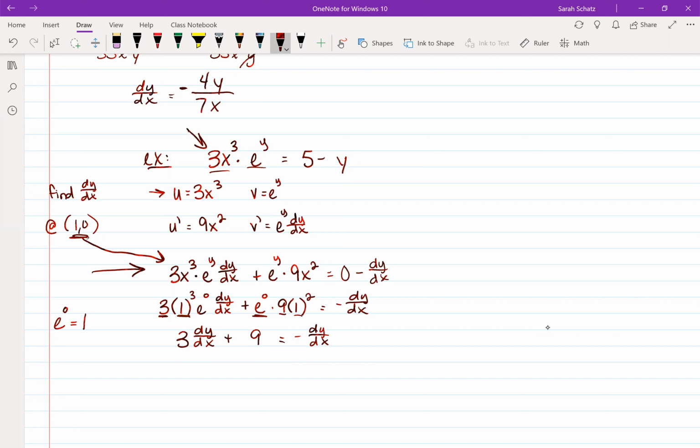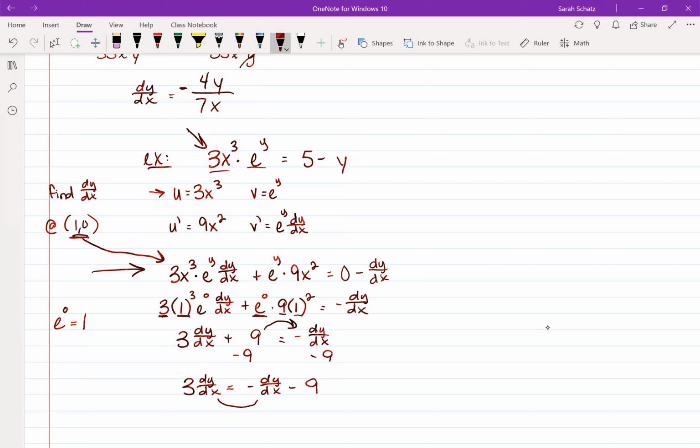Okay, so what do I do now? You guys, now is the time to get the dy/dx's together and isolate them. So here's what I'm going to do first. I'm actually going to subtract the 9 first. I want to get the 9 on this side. So just doing it one step at a time, I'll have 3 dy/dx equals negative dy/dx minus 9.